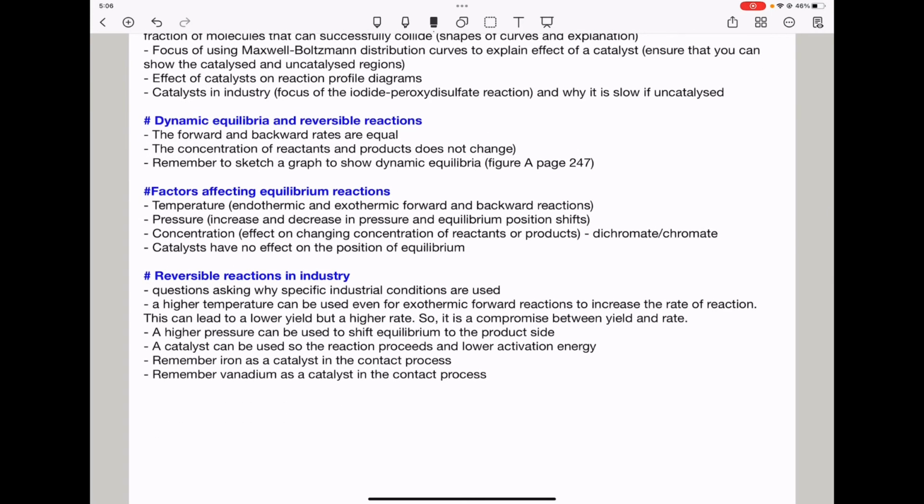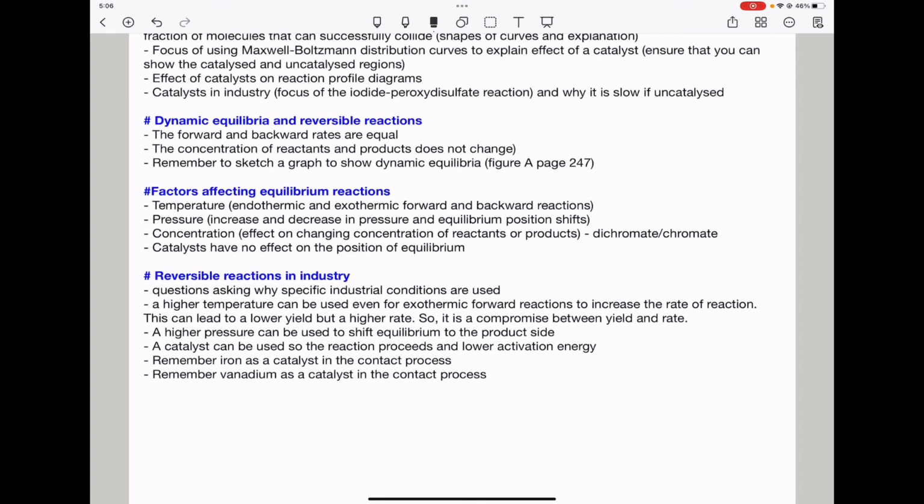When we go to factors affecting equilibrium reactions, of course here we're going to focus on temperature, pressure, concentration, as well as adding a catalyst. For temperature, for the endothermic as well as exothermic forward reaction, how is it going to be affected whether temperature is increased or decreased. So you need to know how endothermic as well as exothermic forward or backward reactions are going to be affected.